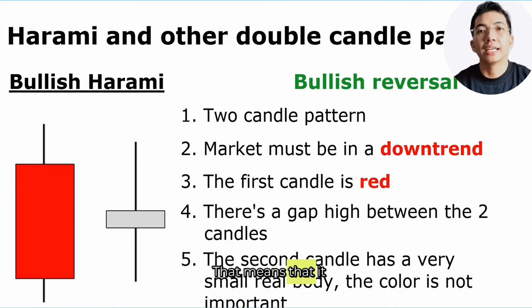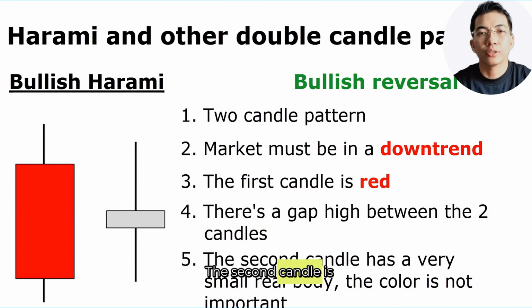That means that it needs a gap between the two candles. Here we have a bullish Harami. The first candle is in line with the previous downtrend. Then there is a gap high that is not in line with the previous trend. So the gap high is the first clue that sellers may lose their power.